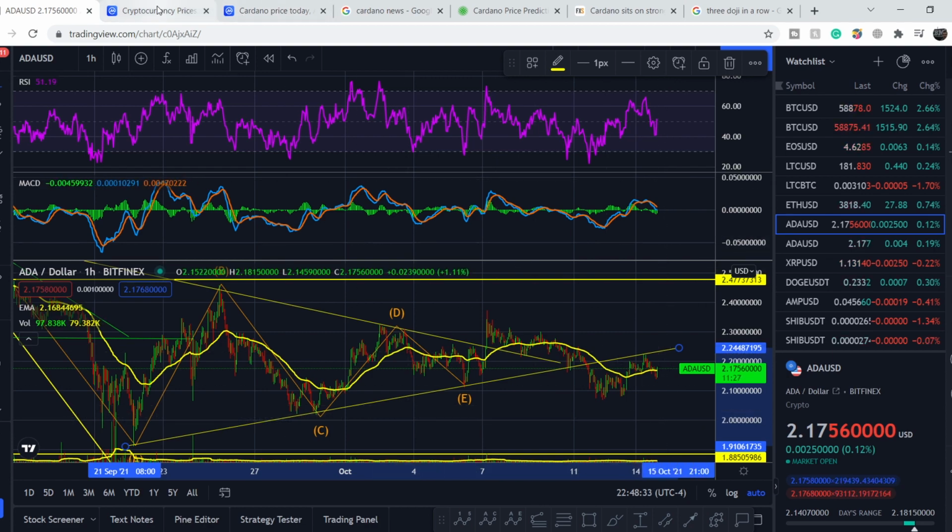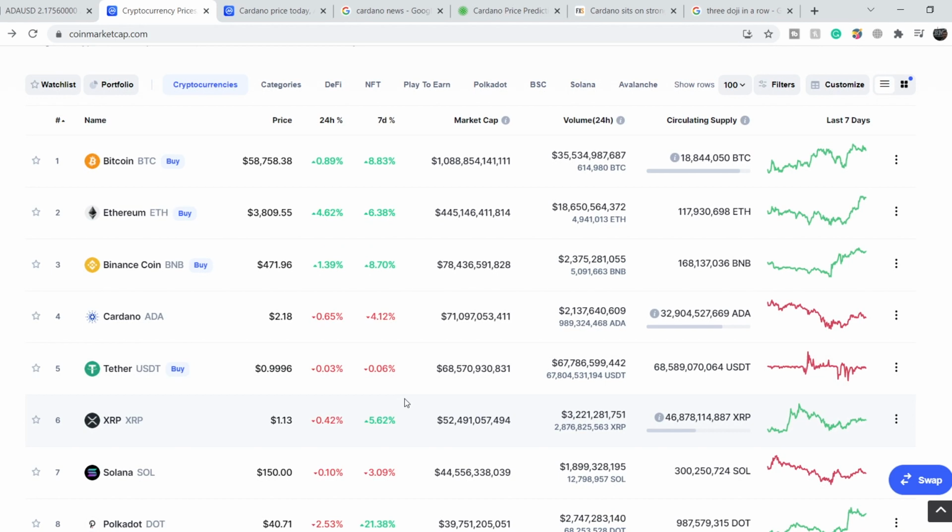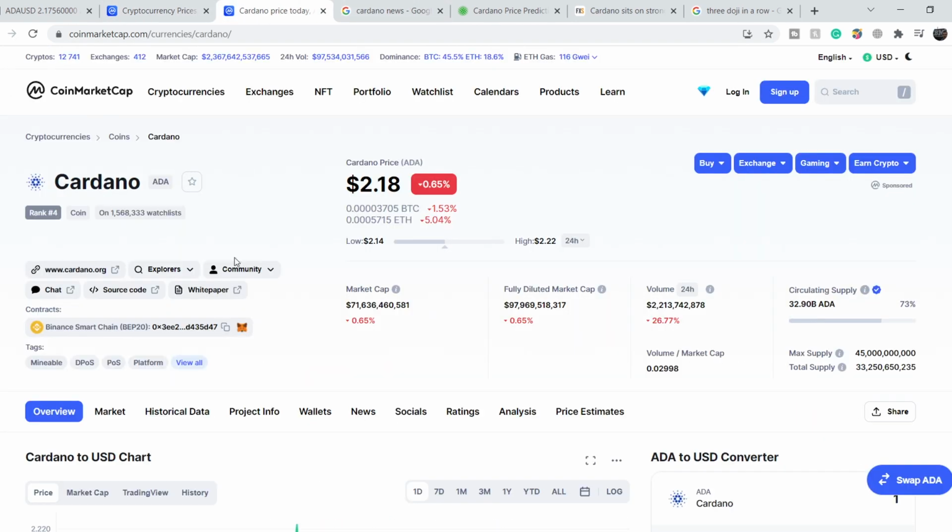the total sentiment for the crypto market. We are on coinmarketcap.com, and for now we are sitting at a total market cap of $2.38 trillion, which is a 0.41% decrease over the last day. We are moving pretty much sideways, and we don't have many gains or losses during the last 24 hours, but during the last 7 days we have very good gains for the main cryptocurrencies, while Cardano has a loss of 4.12%. So let me show you Cardano numbers.